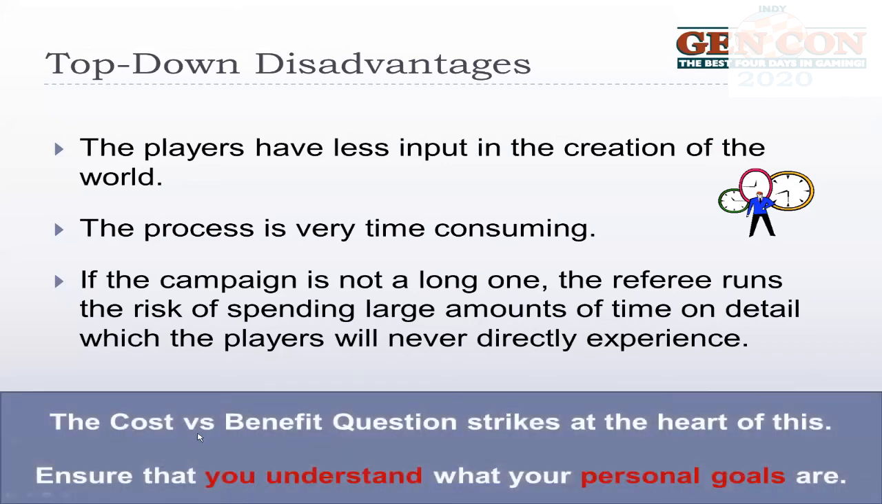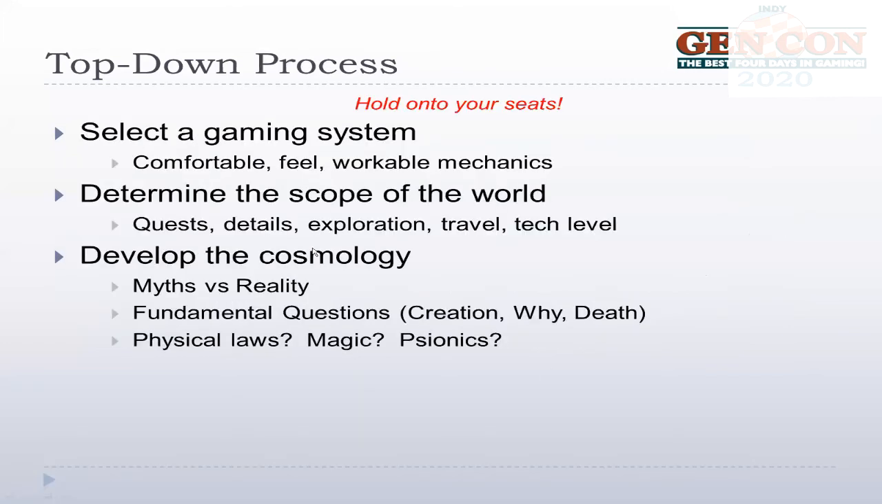It goes back to cost benefit, right? You have to understand what your personal goals are and whether or not you want to invest in this or not. So here's the process. First thing I would do is say, select a gaming system. And you might say to yourself, well, why? Because I'm creating a world and then I'll develop the gaming system. Maybe, but if it's the first time you're doing a top-down process, I recommend that you select the gaming system, because now you don't have to worry about mechanics or the feel of the actual instantiation of your world.